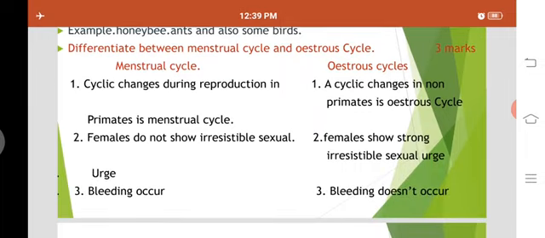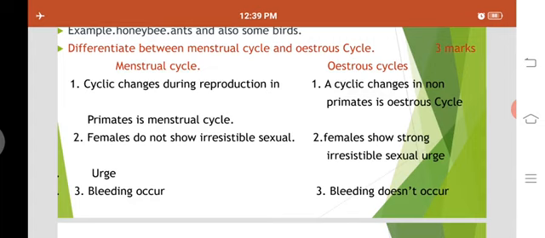We'll move to the next question, which is asked for 3 marks. This concept is also very important. They have asked this question repeatedly for 3 marks. What is that question? Differentiate between menstrual cycle and estrous cycle.